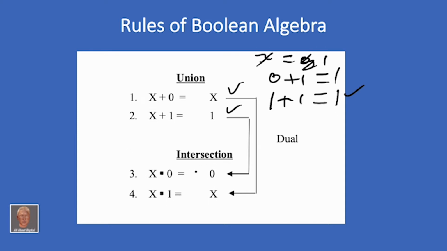Now let's talk about intersection. Intersection is how variables interact with the literal 0 and 1. So x times 0 is equal to 0. Well, we know that anything times 0 is always 0. x times 1 is just equal to x. Anything times 1 is equal to whatever that is. So we can see that this is true in normal algebra also.